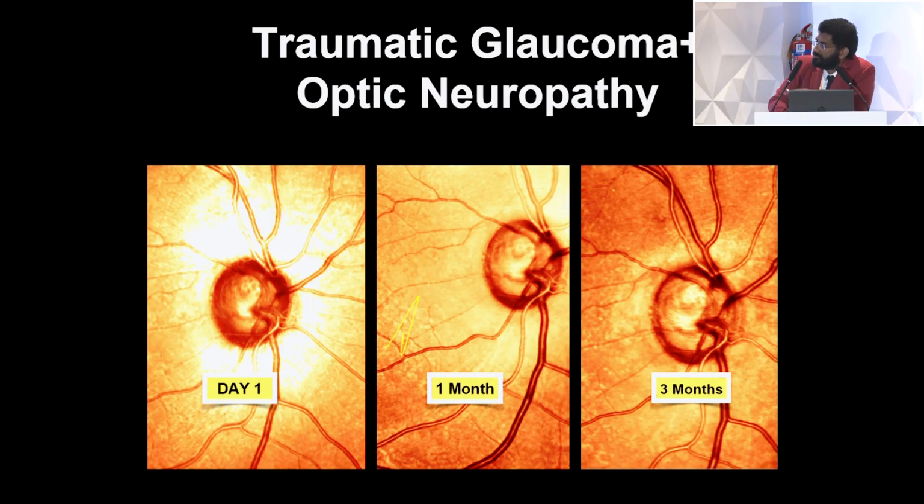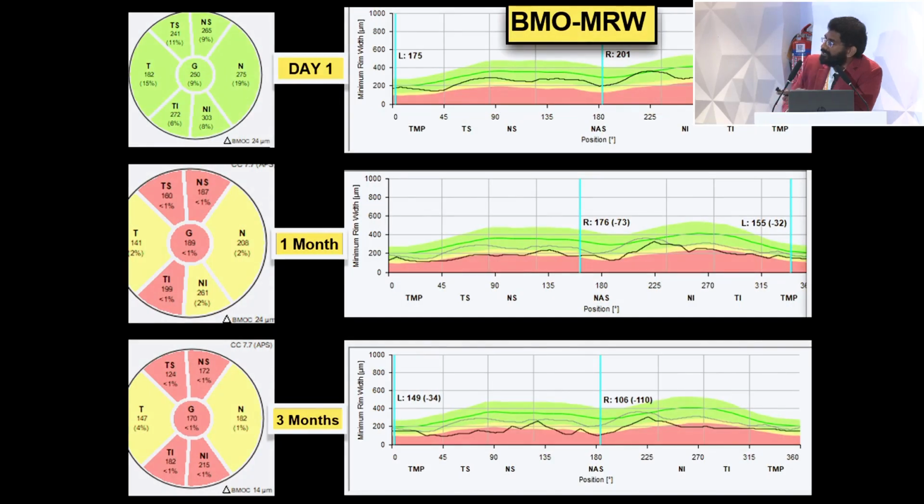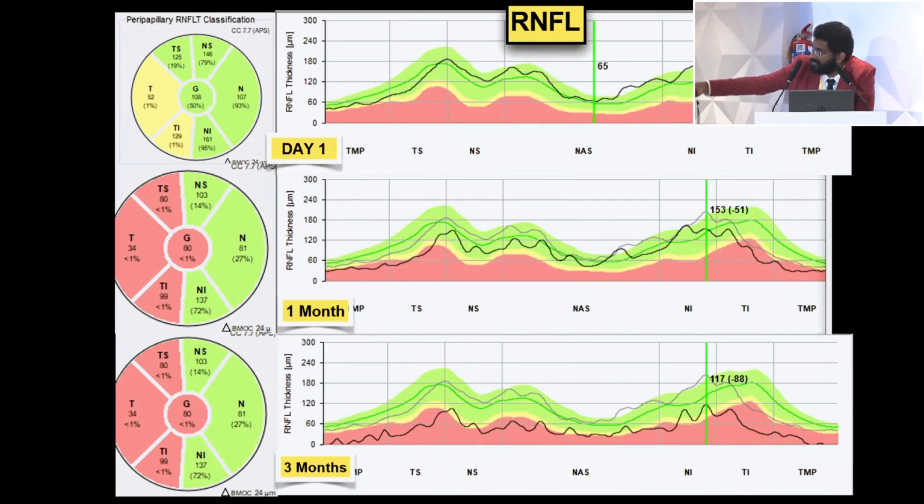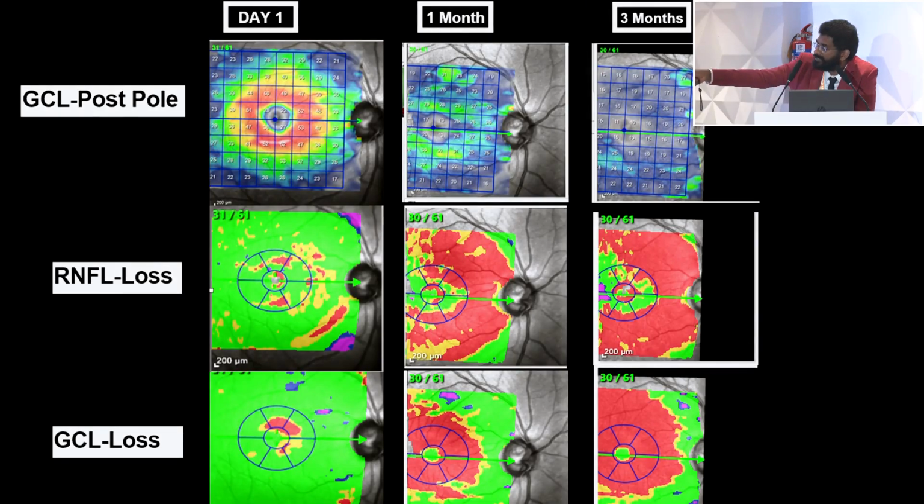Another patient, a traumatic glaucoma. See this beautiful case, my dear friends. Day 1, 1 month, 3 months, it appears to be the same, but on the level of OCT, see how the damage has started at 1 month and 3 months. Structurally it appears to be okay, but on OCT you can see the documented damage, and even the RNFL is dropping, and then the ganglion cell layers, the RNFL loss, GCL, everything is going on and dropping down.